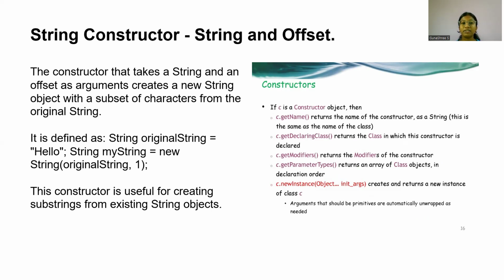It will be defined as String originalString = "hello"; String myString = new String(originalString, 1). So it will print the first letter of the original string that is present in the string. So again, it is used for creating substrings from existing string objects.